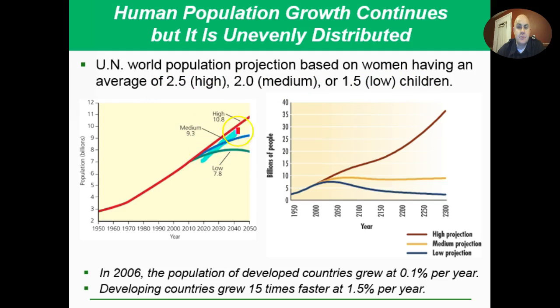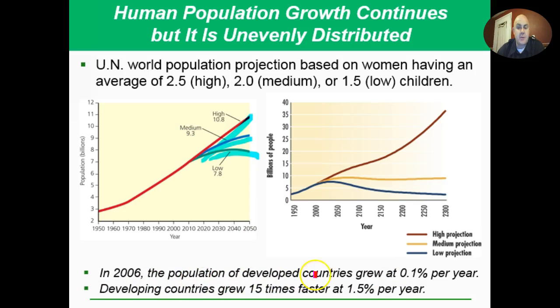So, those projections, again, there's three different choices here when we talk about the UN's population projections. There's a high projection, which is 10.8, medium projection, which is 9.3, and the low projection, which is 7.8. And really those are all coming down to guesstimations based on that 97% of people in developing countries.